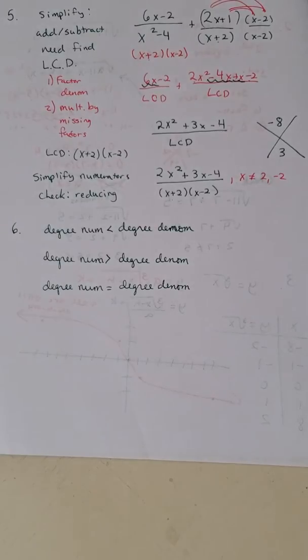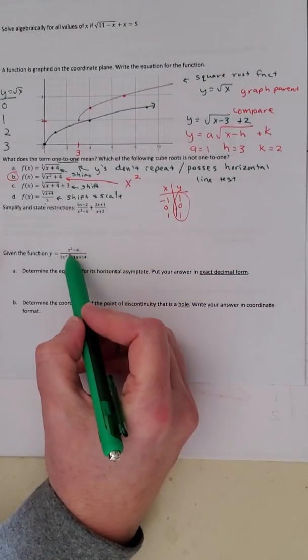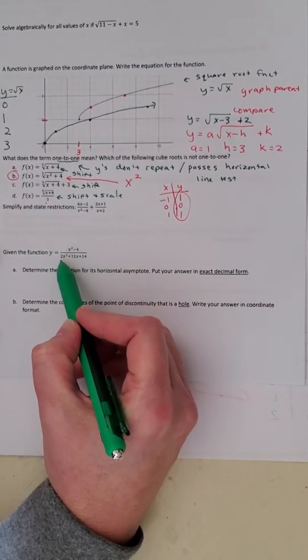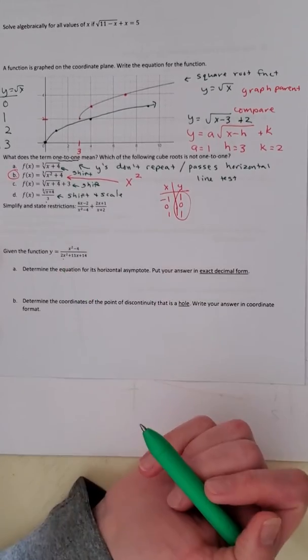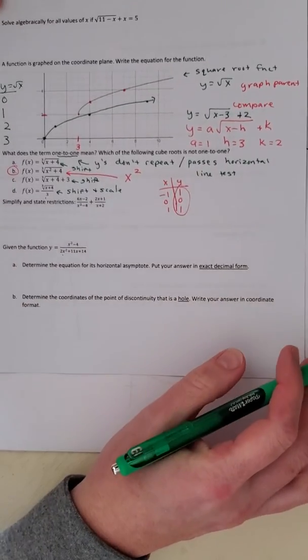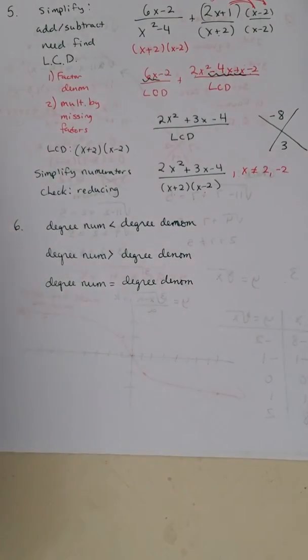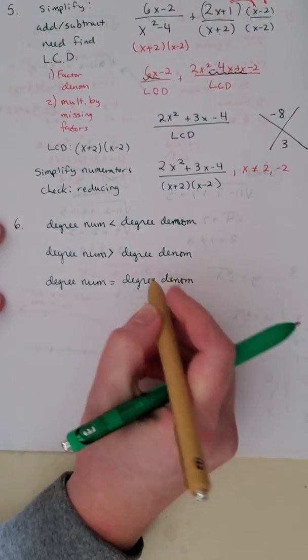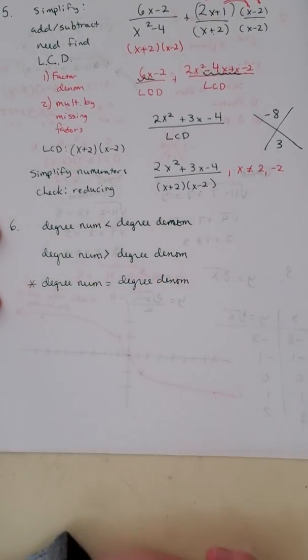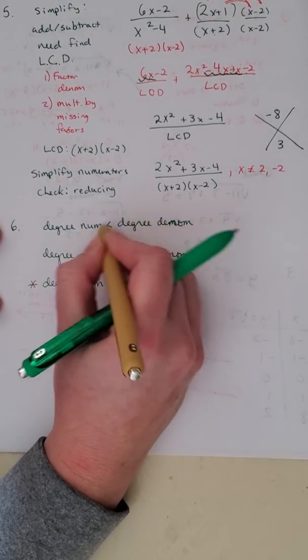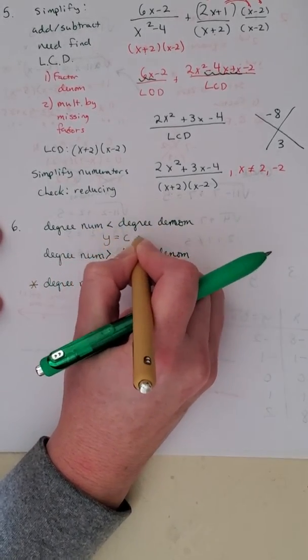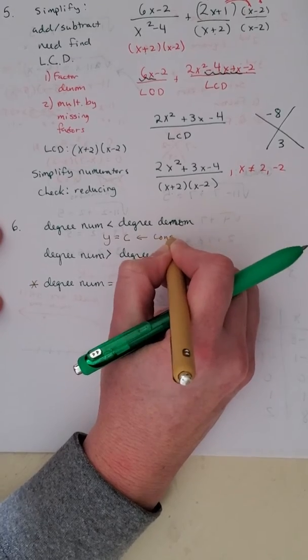So looking at this equation, I see that the degree of the numerator is squared and the degree of the denominator is squared. So they're equal. All right, but I'm going to state the rules for each one. So this is the one we have. In this case, it's the line y equals c, where c is our constant.